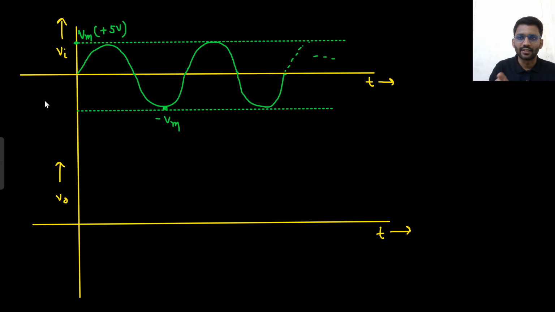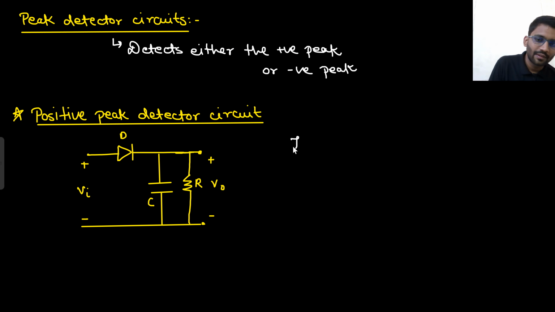The given input is this one, a sinusoid input. So this time is T by 4, this time is T by 2, this time is 3T by 4, and this time is T. So what do you think should happen? Input is increasing. For t equals 0 plus, Vin is positive, Vin is greater than 0, right?